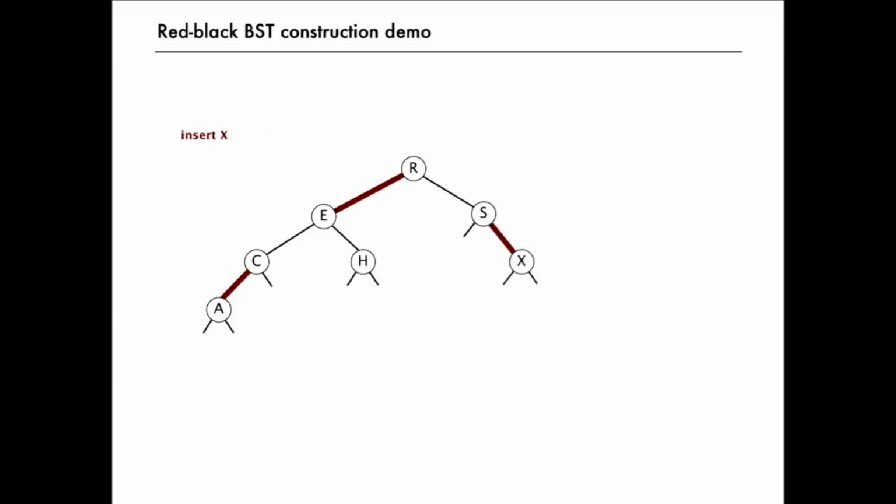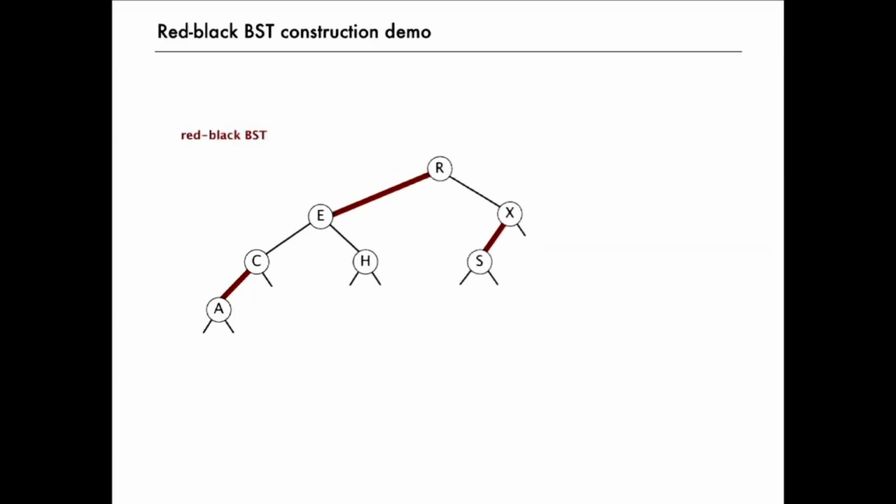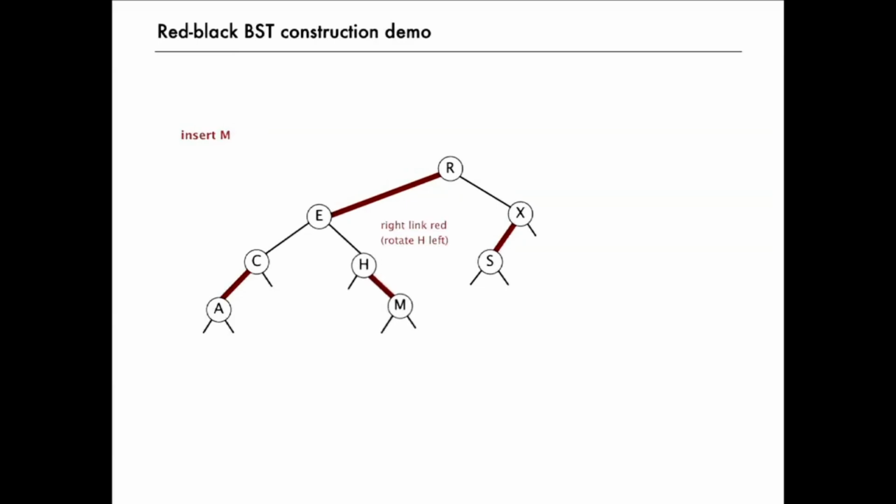Insert X into that one. It goes to the right of S. That's leaning the wrong way. Rotate left. Insert M into this one. It goes to the right of H, leaning the wrong way. Rotate left. Most of the operations are simple ones like this happening at the bottom. Insert P. That goes to the right of M.